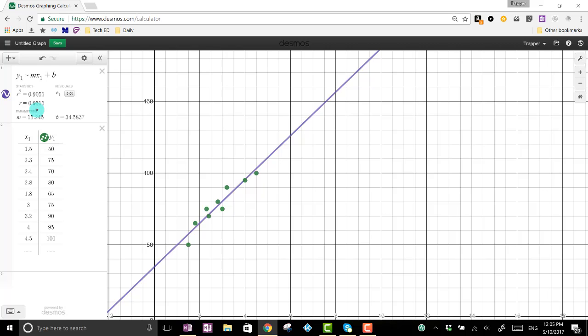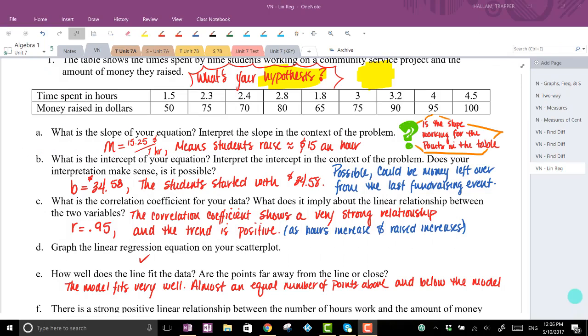So let's go back and write this down and use some of this information to answer the rest of the questions. Okay, so here's the first question. What is the slope of your equation? Well, there it is, 15.25. What does it mean in context of the problem? Well, it means that the students are raising roughly $15 an hour. And if you look at this one, though, $15 an hour, that means 15 and a half, right? So you're at like around 20 some bucks, right?